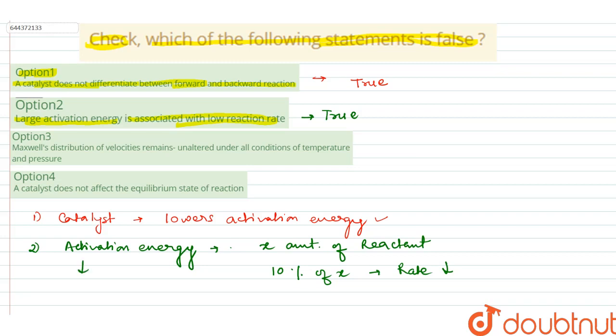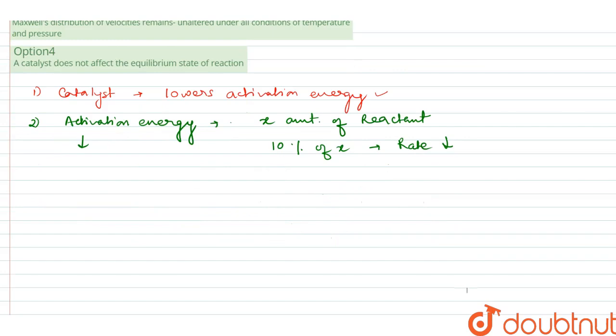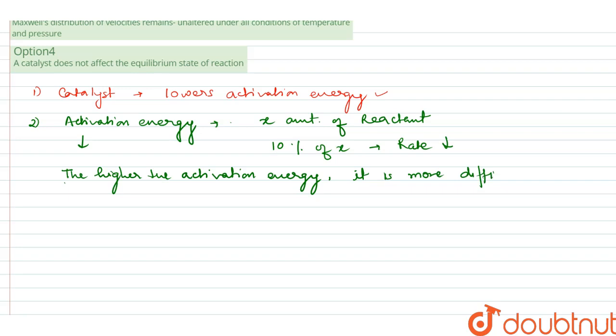We can write it here also for your reference. What I am trying to tell you is, the higher the activation energy, what happens in this case? It is more difficult for particles to cross the energy barrier.